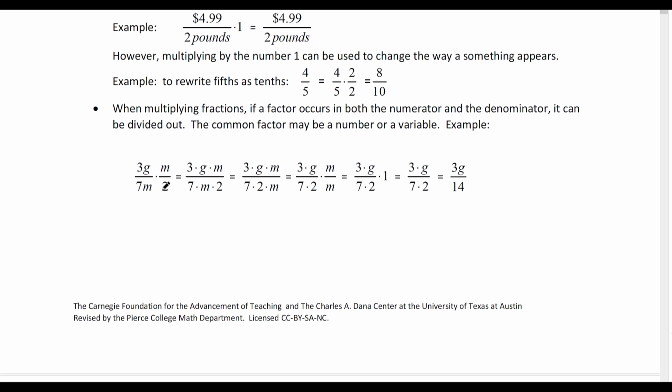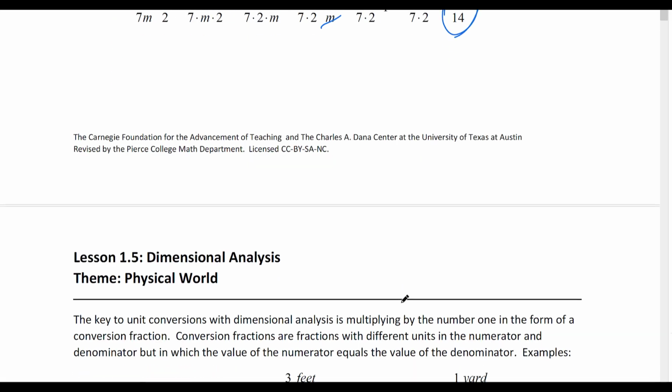For example, 3g over 7m times m over 2. So notice that these m's could divide out here. You have 3g over 7 times 2, so 3g over 14. And that's what your answer would be. You can divide out things.